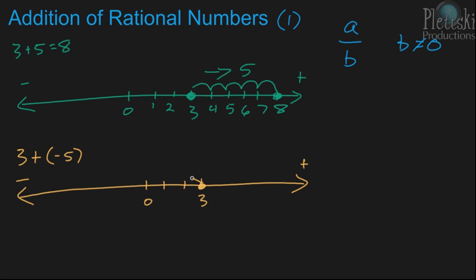So we start at 3 and go 1, 2, 3, 4, 5 to the left. And you end up at negative 1, negative 2. Because we go 3, then 2, then 1, then 0, then negative 1, then negative 2. And this is where we end up. So you go 5 to the left, and you end up at negative 2. So 3 plus a negative 5 is negative 2. And another way to write this could be 3 minus 5 equals negative 2.